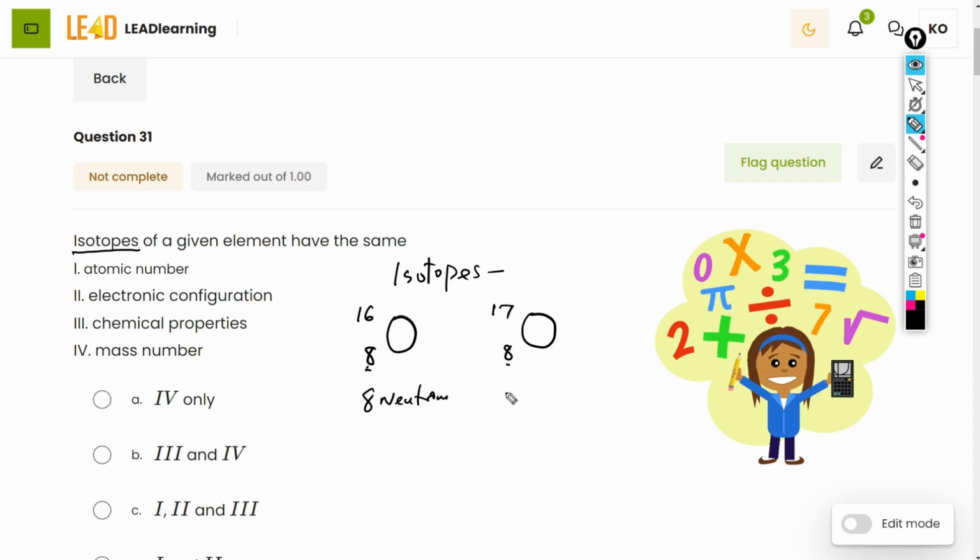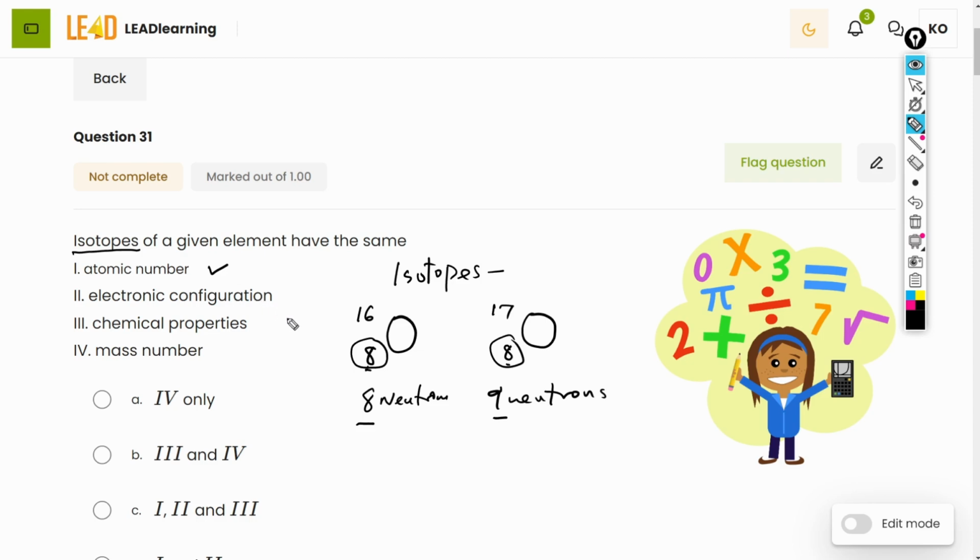And then 17 minus 8 here gives us 9 neutrons. So isotopes of the same element differ in the number of their neutrons. Now based on this information, let's look at our options. Isotopes of a given element have the same atomic number. Yes, they have the same atomic number, 8 and 8.